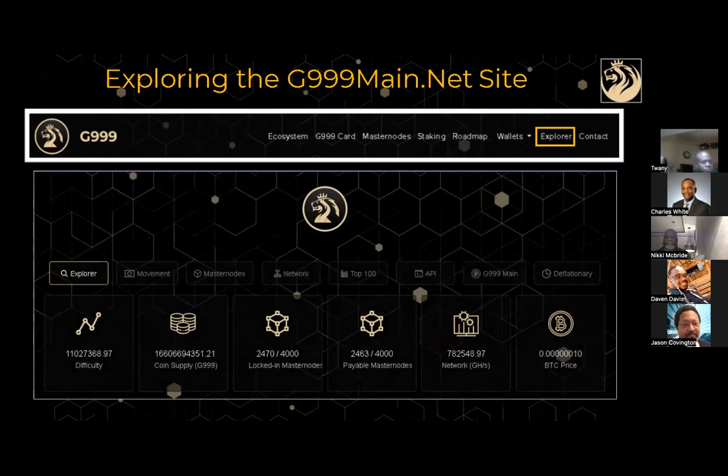Next is the Explorer. This Explorer allows you to track transactions throughout the G999 ecosystem. If you are familiar at all with other blockchain projects, then you know that they all have an Explorer. You have a Bitcoin Explorer, we have a Binance Explorer, we have an Ethereum Explorer. Now we also have a G999 Explorer. You can track transactions as well as get valuable information about our entire blockchain just by looking at these options here. Explorer, movement of money, masternodes and listing of them, the status of the network, top 100 wallets, and many other things, including the deflationary model, which we will return to very, very soon.